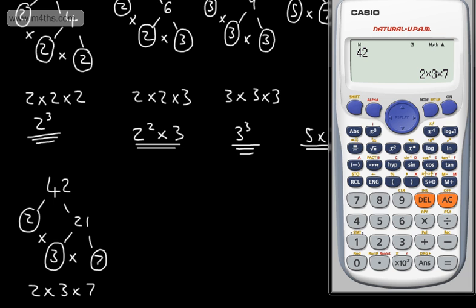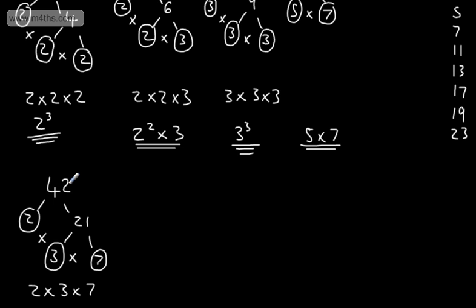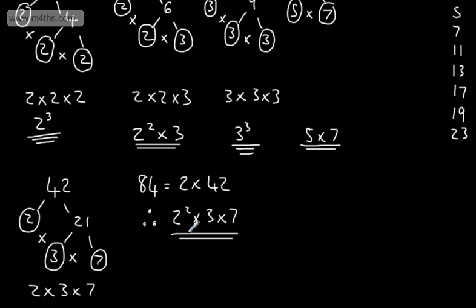We might get an exam question that says prime factorise, or write as a product of its prime factors, the number 42, and as a result, find now the product of prime factors of the number 84. Well, 84 is going to be equal to 2 times 42. Therefore, and using the therefore symbol, we could write this now as 2 squared times 3 times 7. So all I've said to myself now is if we've got 42, we need to multiply our answer by 2, and that's going to give me 2 squared times 3 times 7.